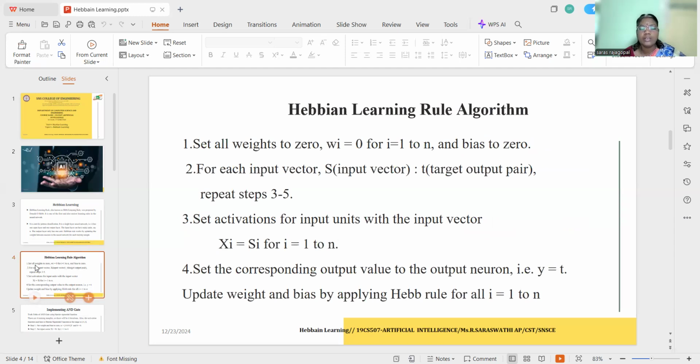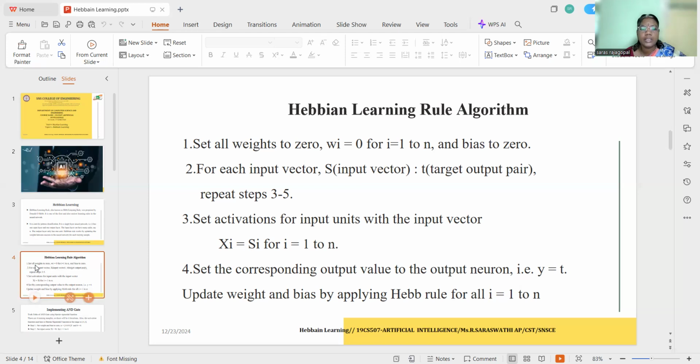This is the algorithm for the Hebbian learning rule. The Hebbian learning rule consists of an input and an output. The input has n number of inputs and the output is only one output. Set all the weights to 0. This is the first step. Weight wi is equal to 0, for i from 1 to n, and the bias value is 0.